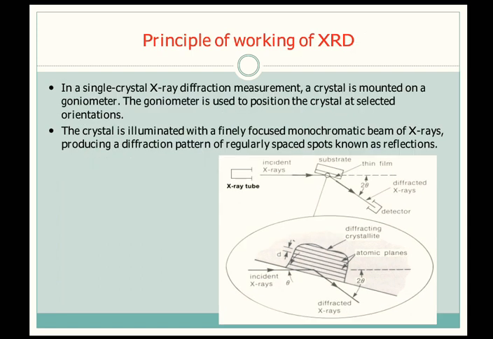The principle of working is, in single crystal X-ray diffraction measurement, a crystal is mounted on the goniometer. It is used to position the crystal at selected orientations. So the crystal is illuminated with a finely focused monochromatic beam of X-rays, producing a diffraction pattern of regularly spaced spots known as reflections. So the sample to be tested is fixed on the goniometer and high intensity X-rays are applied. So this high intensity X-ray hits the specimen and it will pass through it and it will scatter.